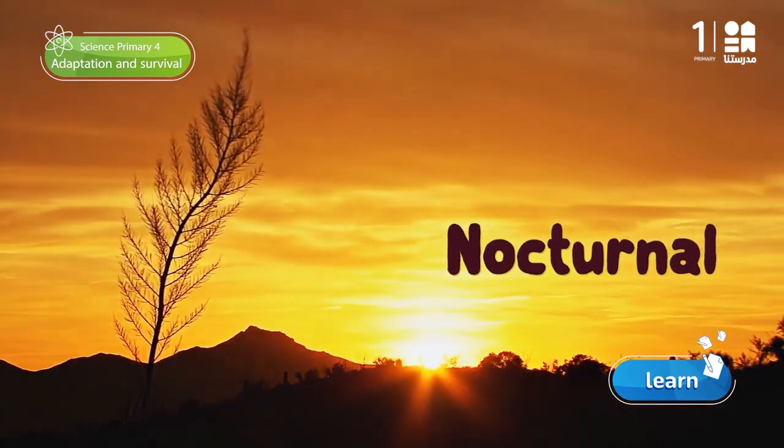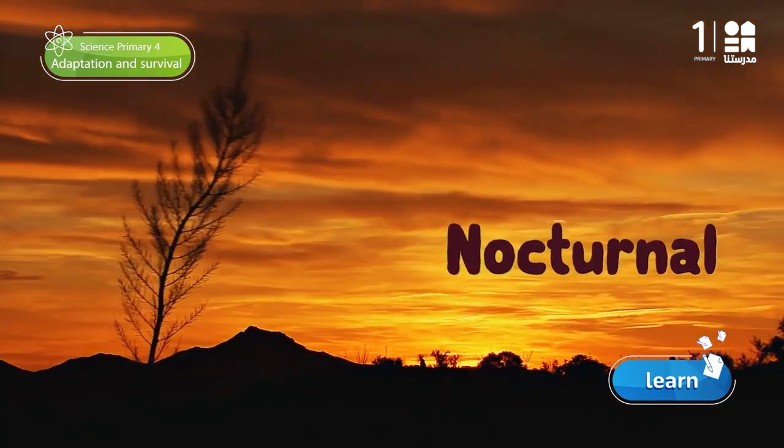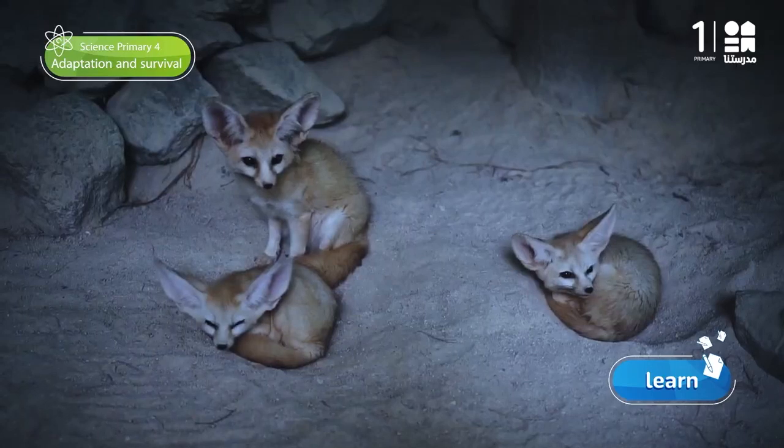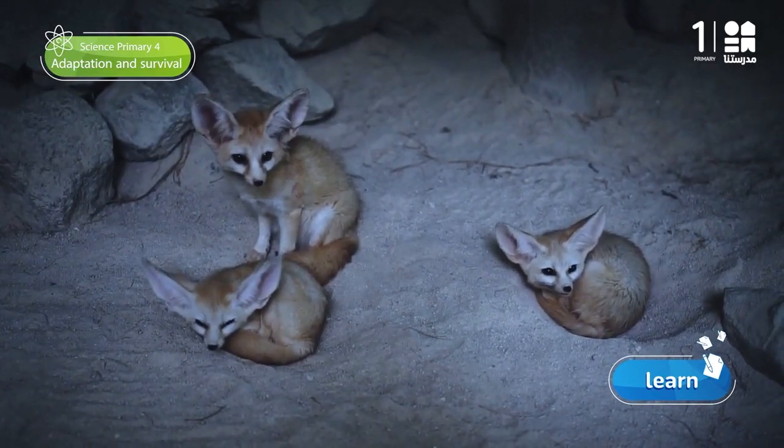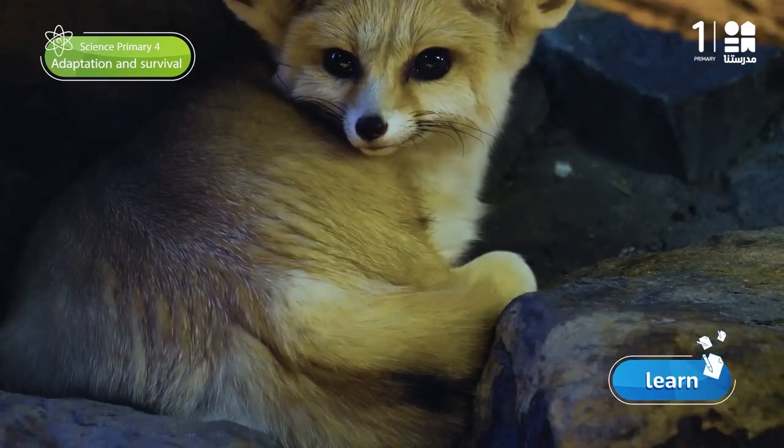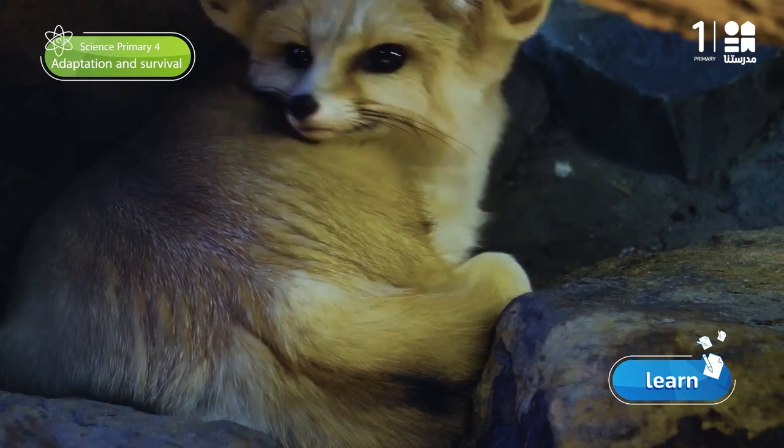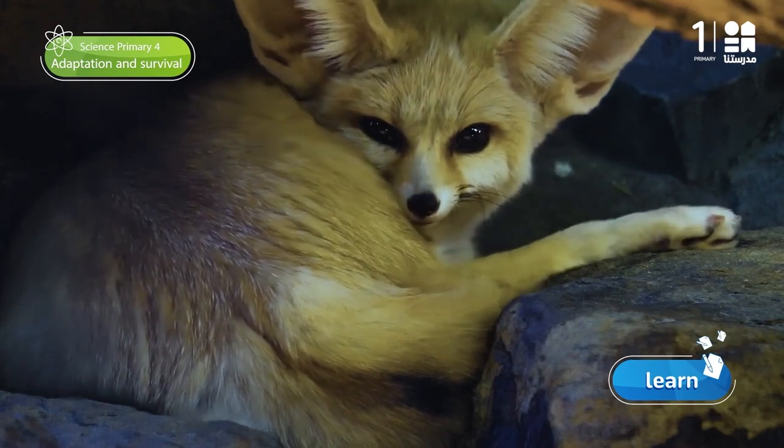The fennec fox is nocturnal, so it can avoid the extreme heat of the day. But nights are cold in the desert. And fennec foxes have long, thick hair that keeps them snug when the sun goes down.